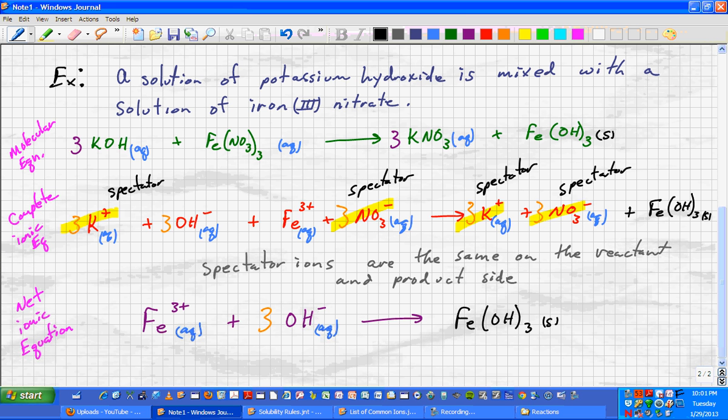So those are the 3 different ways to represent a double replacement or precipitate reaction, a double replacement reaction that forms a solid. Hopefully this helps for tomorrow's quiz.